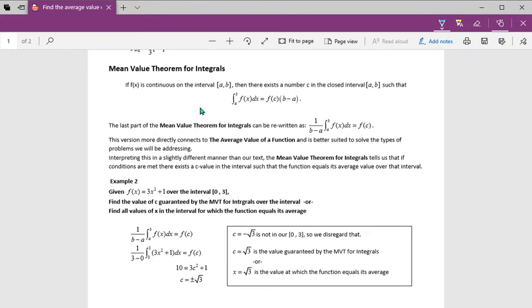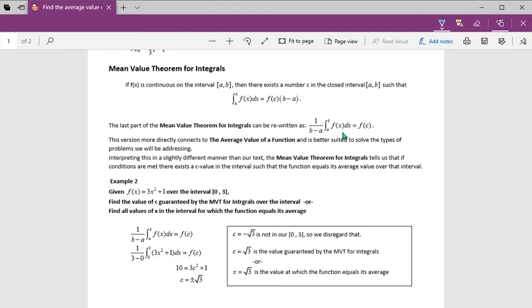Second new thing for today, mean value theorem for integrals. If f of x is continuous on the interval a to b, then there exists a number c in the closed interval a to b such that this here is true. This last part here, the last part of the mean value theorem for integrals, can be rewritten as, if we divide both sides of this equals by b minus a, it equals this right here.